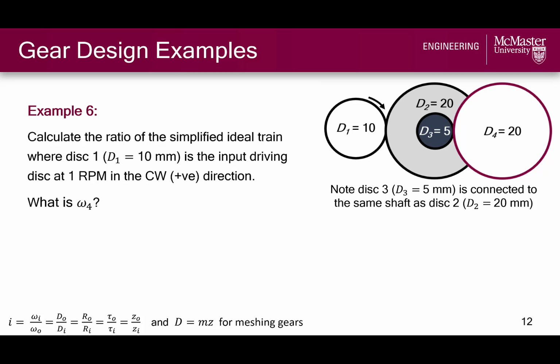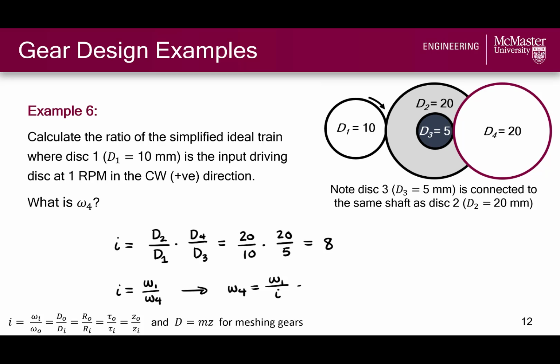In the compound gear train case, we again calculate the overall gear train ratio by multiplying the ratio of meshing diameter pairs, which in this case is I equals d2 over d1 times d4 over d3. Note that d2 and d3 are not meshing, so we don't have a ratio for that pair. This gives us a gear ratio of 8, and since our gear ratio is equal to our input speed over our output speed, rearranging for our output speed of omega 4 gives 0.125 RPM.